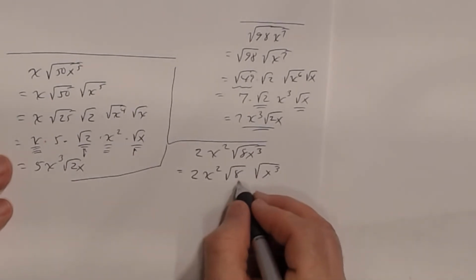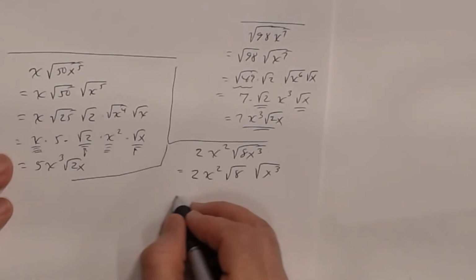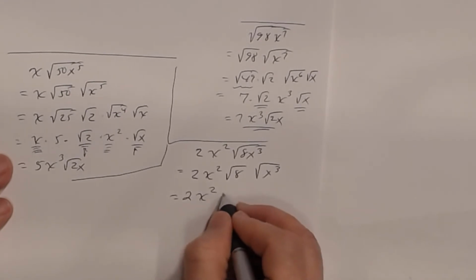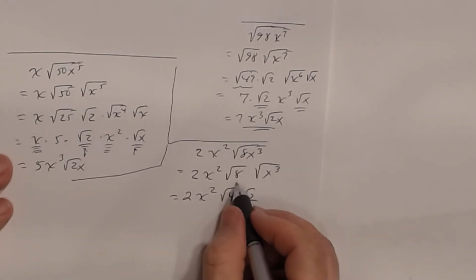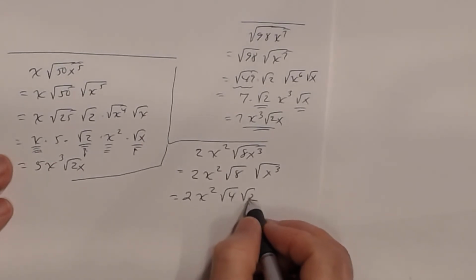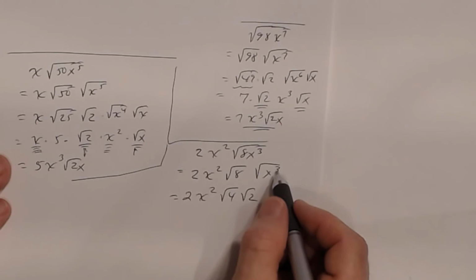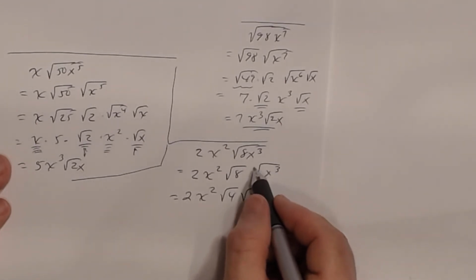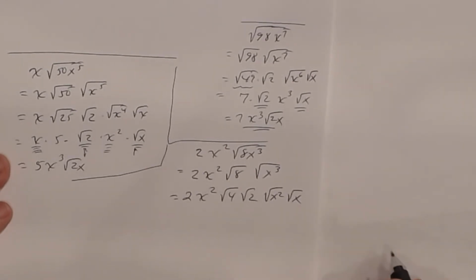The square root of 8 I can simplify because the largest perfect square that goes into 8 is 4. So that's 2x squared square root of 4 square root of 2. So the square root of 8 is the square root of 4 times the square root of 2. 4 times 2 is 8. I can also simplify the square root of x cubed. The largest whole number less than 3 that's divisible by 2 is 2. So I can rewrite this as the square root of x squared times the square root of x.